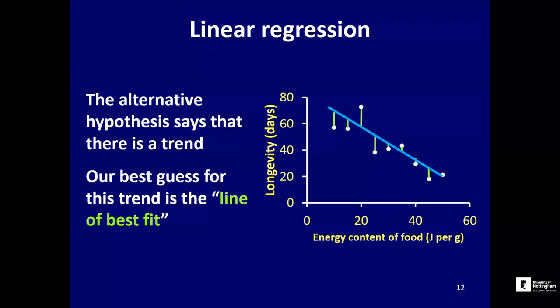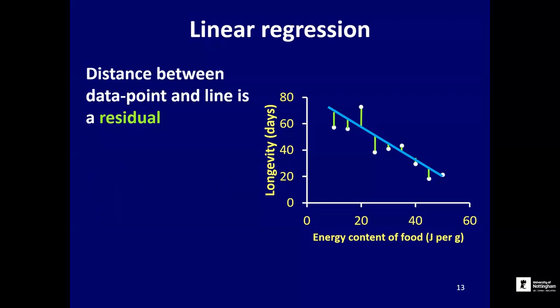And in the case of my data set, that line of best fit has a negative slope. So as energy content goes up, longevity comes down. So just as with the null hypothesis, we can calculate the difference between the data points and this line of best fit, calculate those differences, sum them up, and we've now got a new sum of squares to compare against the sum of squares in the case of the null hypothesis.